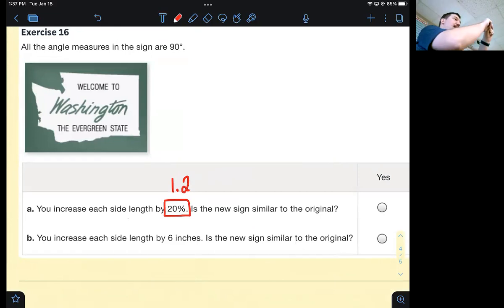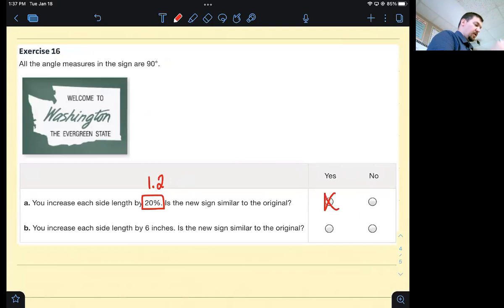And as long as you're timesing the length and the width by 1.2, it will still be similar. If you just do the length, that's going to take your rectangle that looks like this and make it look like this. And so now we have a slightly longer rectangle, not similar. So you have to do it to both length and width. So this would make it similar. Part B, you increase each side length by 6 inches. Is that going to make it similar? Someone other than Xander can have a shot at this one. Maddox, what do you think? Why?